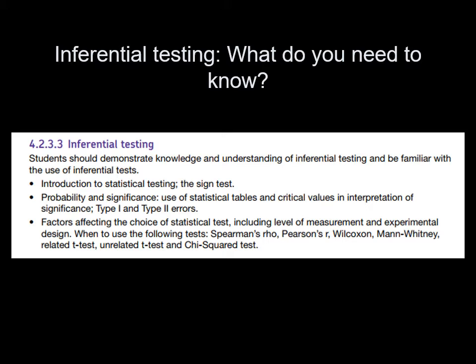So you've got statistical tables and critical values, which I think you've done some with MIS recently, and type 1 and type 2 errors, which we'll have a look through today. And then you've got factors affecting the choice of statistical test, including level of measurement, which you looked at last lesson, and experimental design, and when to use the following tests. Again, you've done some of this from MIS, but I'm going to go through it just to make sure that everyone's got a clear picture of stuff. All right.